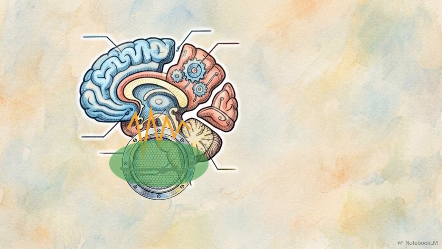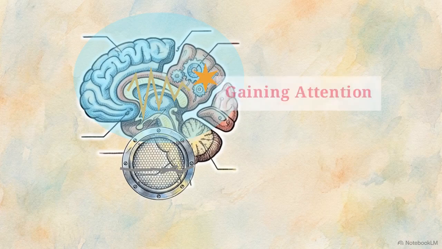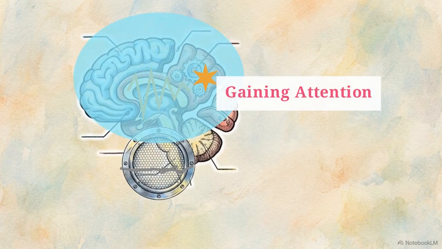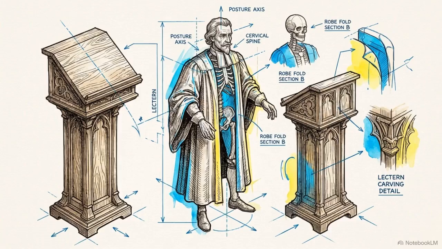Bypassing this filter requires what neuroscientists call a prediction error, a sudden shock, a paradox, or a piece of deep novelty. This is the biological basis for Gagné's first event, gaining attention. You must prove to the RAS that the current environment has changed in an unpredictable way.